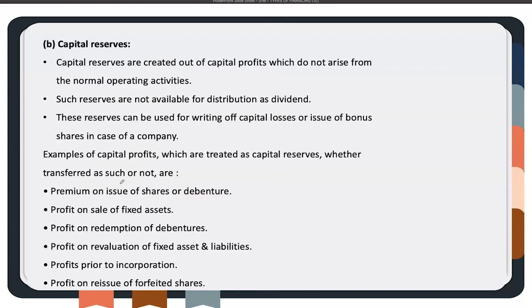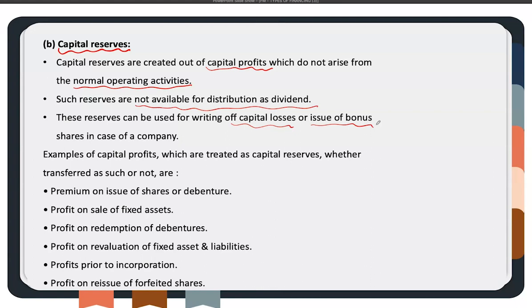Then what is capital reserve? These are all the reserves which are created out of capital profits. They are not from normal operating activities. So these reserves are generally not available for distribution as dividend. They can be used for writing off some capital losses or for issue of bonus shares and all, but they are generally not available for distribution as dividend.